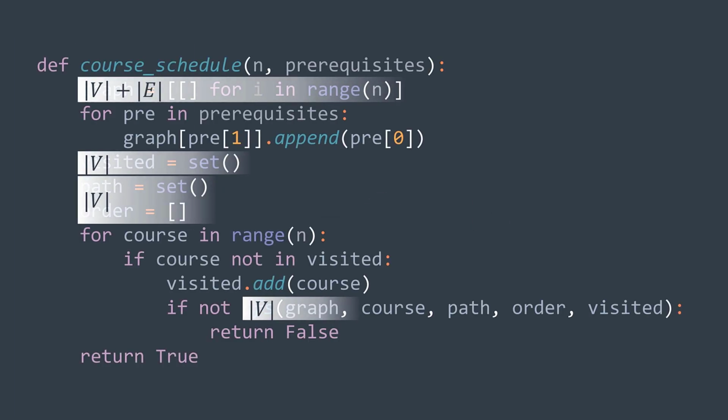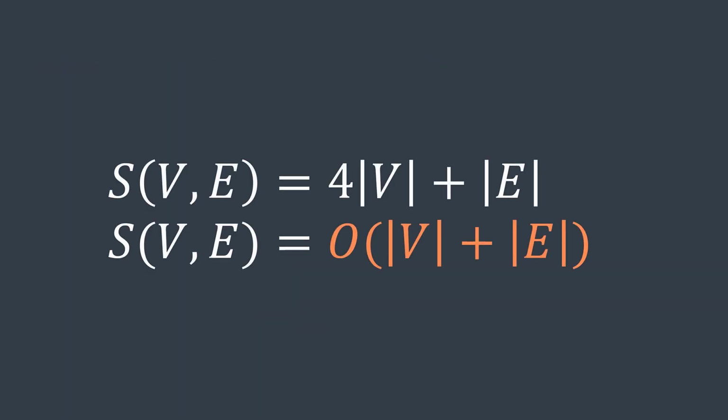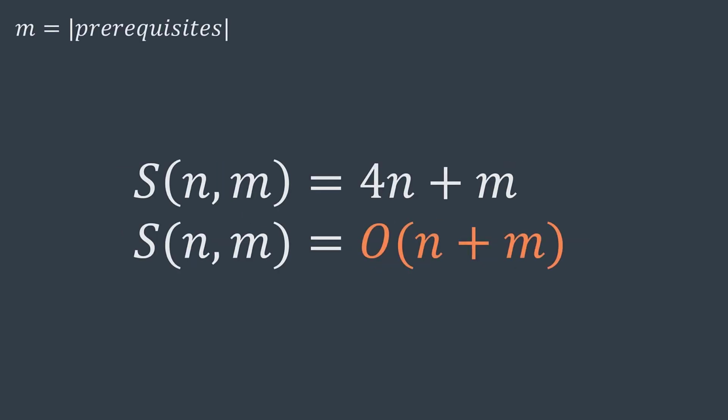And for the space complexity, we have the space for the adjacency list, length of V plus length of E, the space for the visited set, length of V, the space for the path stack and the order stack, length of V, and the space for the call stack, length of V. In total, we get 4 times length of V plus length of E, which is an O of length of V plus length of E, which is O of n plus m.